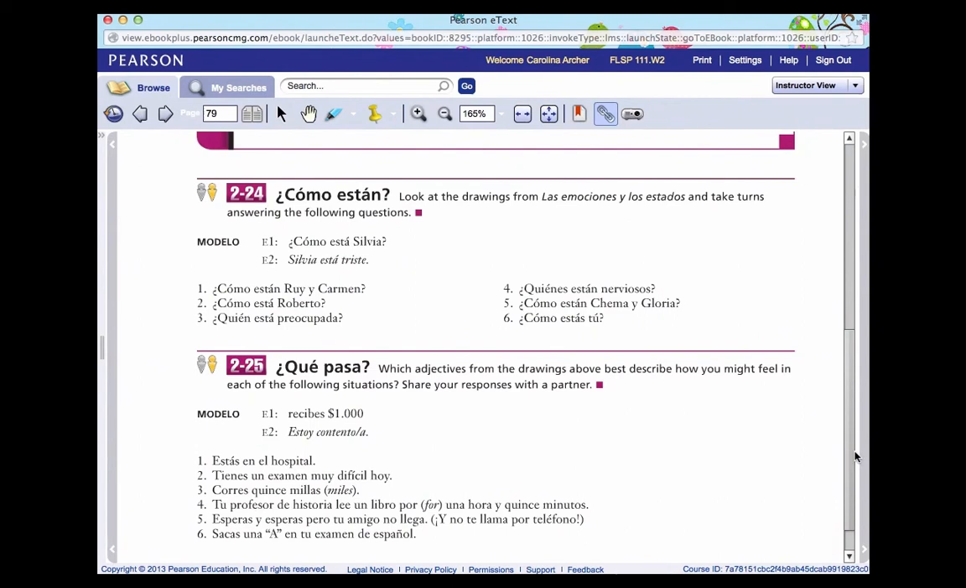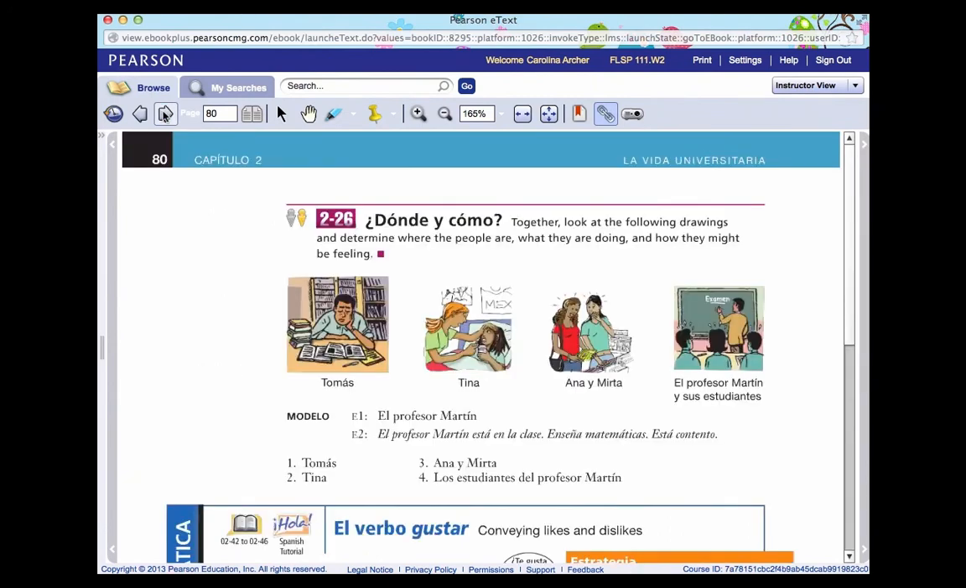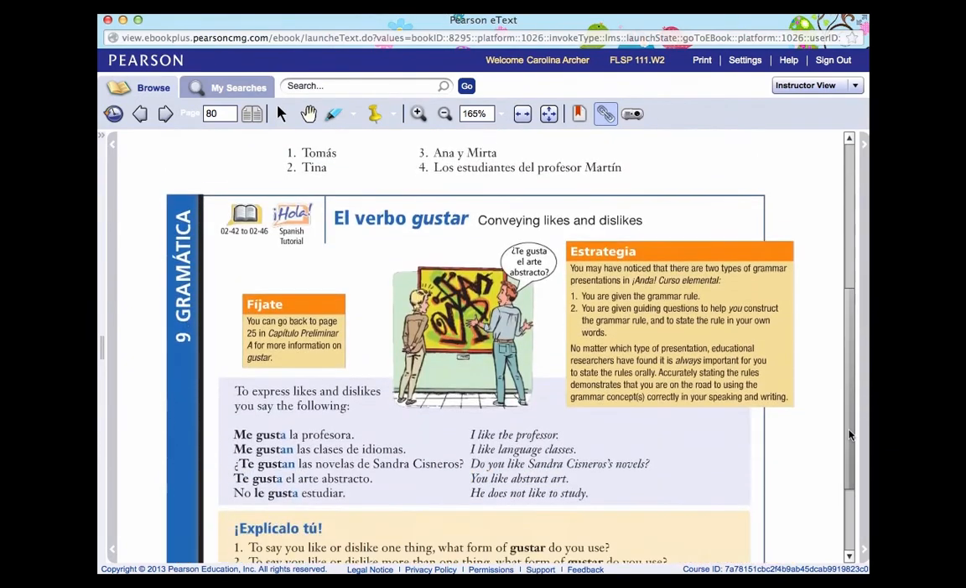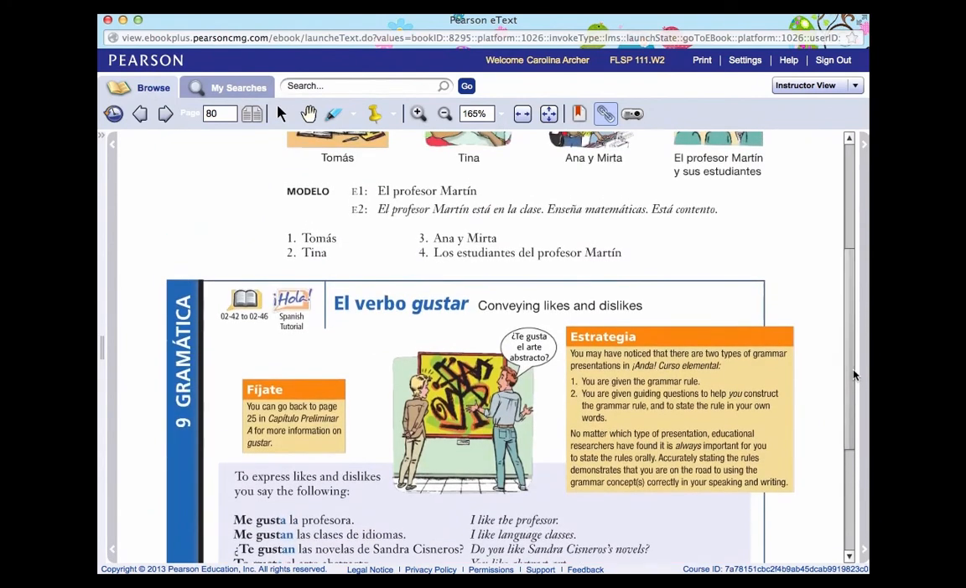Okay, let me see what's next. Okay, so that is it for today, and tomorrow we're going to finish the chapter, we're going to go back to el verbo gustar, the verb gustar a little bit, because we're going to learn another use of the verb gustar, okay? So, muy bien, do all your work, and I will get back to you tomorrow, okay? Hasta mañana.